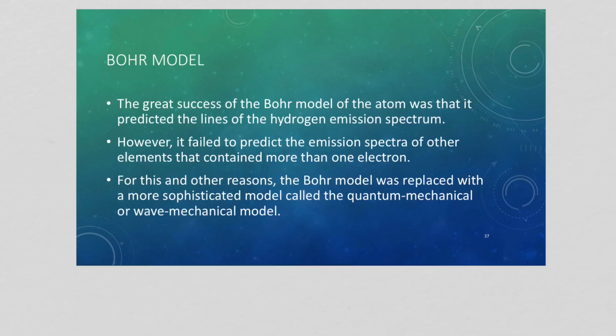It was replaced by a more full quantum mechanical model. One of the big reasons was the Bohr model only worked for single electron systems, so something like a hydrogen atom. It can explain that very well, but it failed to predict the emission spectrum of other elements that contain more than one electron. And so for this and other reasons, it was eventually replaced by what we call a quantum mechanical or wave mechanical model of the atom. And we'll look at that in our next section, our next video.